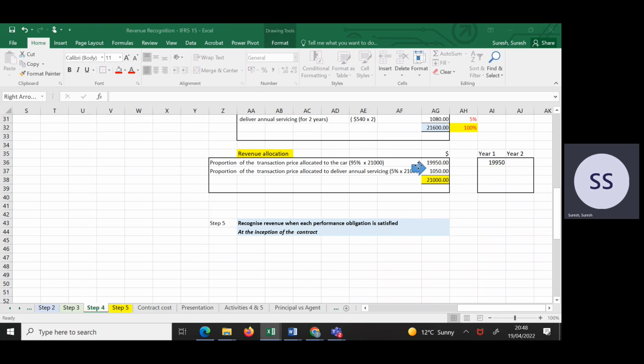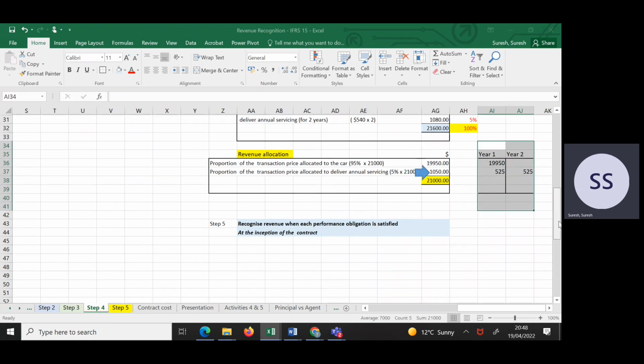But then the servicing: we know 1,050 was the total servicing revenue, but because this covers 2 years, only half would belong to the first year. The next half would be recognized in the second year. This is how revenues will be recognized in the books. In year 1, we will recognize 19,950 for the car, and for servicing only 525. In year 2, there is nothing for the car, but for the servicing we recognize 525. This is the step 5 that we were going to do.